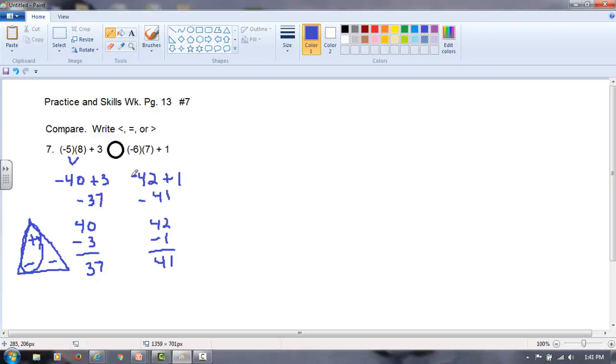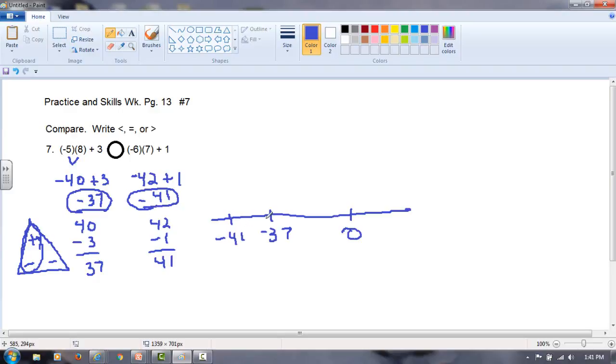So we need to now compare the two. So we're comparing -37 compared to -41. And we're trying to figure out which one is the larger one. And if you think about it on a number line, we have zero right here. -37 would be here, and -41 would be over here. Our numbers are smaller on the left and they get larger as you move to the right. So the bigger number is going to be the -37. So in this case, it should be greater than, and that should be your final answer, the greater than.